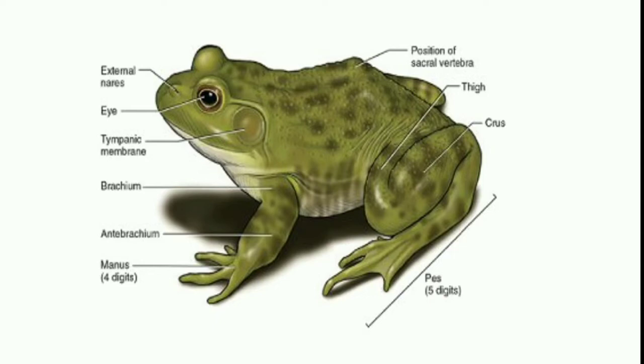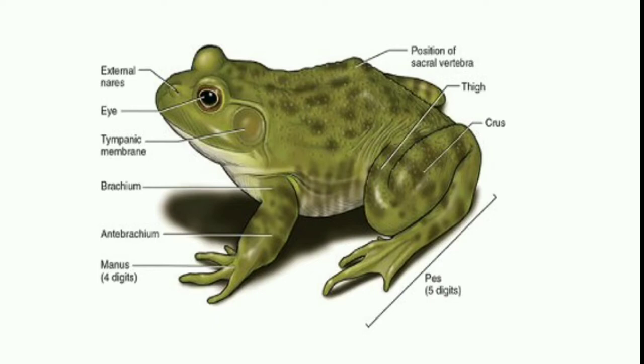So it has a pair of forelimbs which are short and stouter. Each forelimb has three parts. You can see in the figure, brachium, antebrachium and manus. Brachium is upper arm, antebrachium is forearm, and manus is hand, which has four digits. Okay, the first digit is called pollex or thumb. I told you, first digit or thumb in male frog carries a pad.